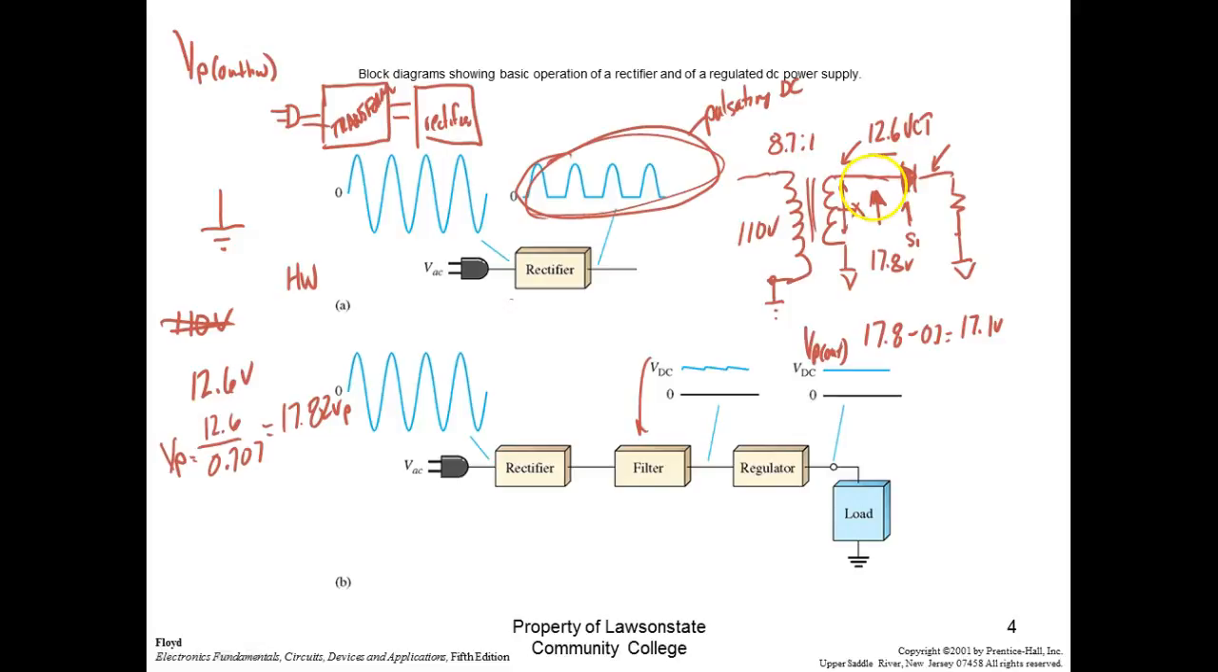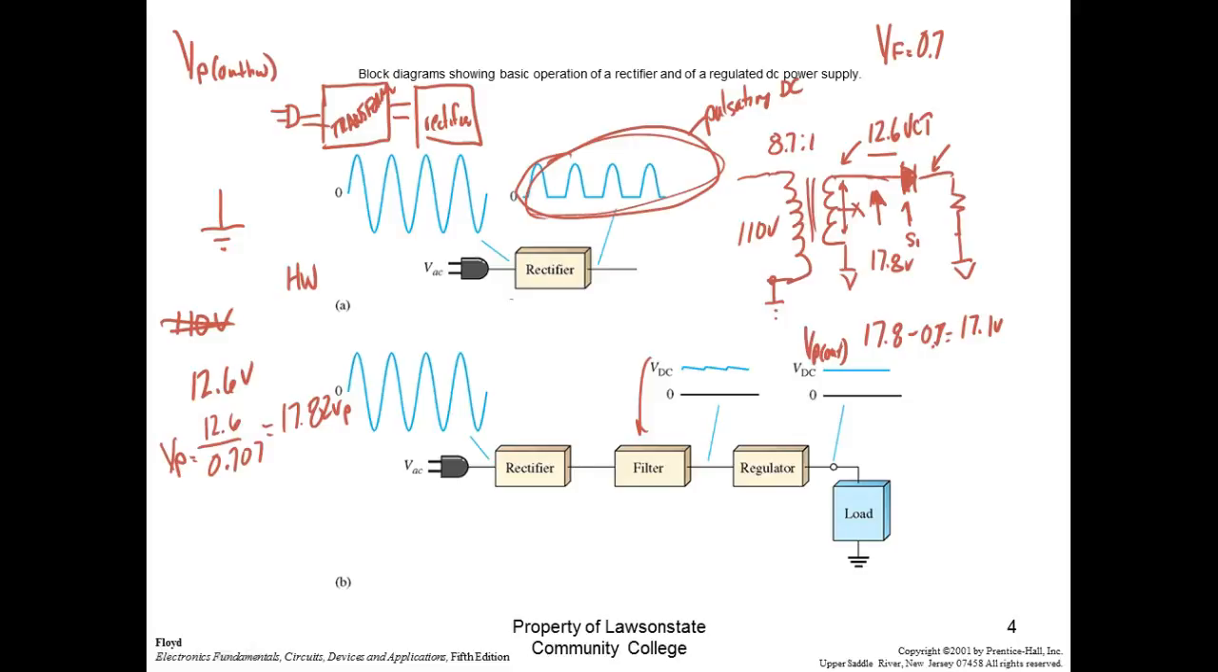Equals the V peak on the secondary, minus VF. What's VF? That's the forward voltage drop of the diode when it's forward biased. This is silicon, so we're using the second approximation, so we're going to use 0.7 volts. So 17.8 minus 0.7, if y'all can see that, I know that's crummy, would be 17.1. Okay.